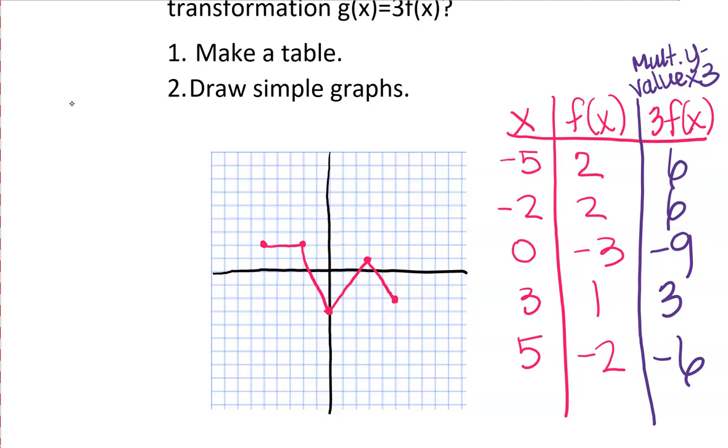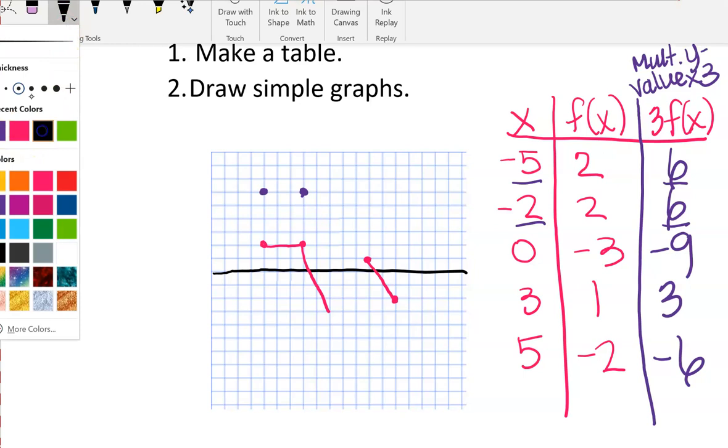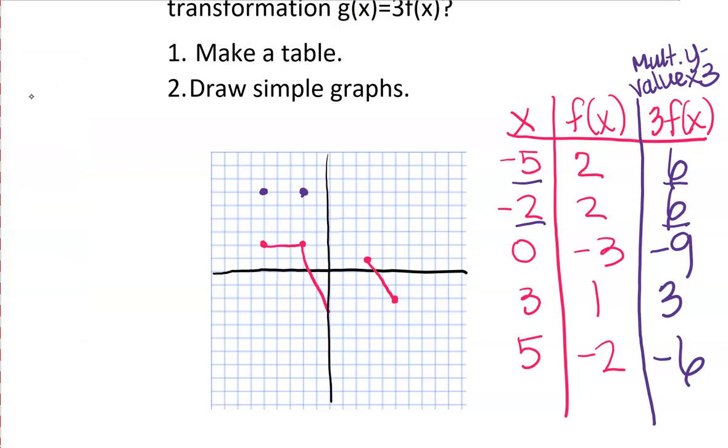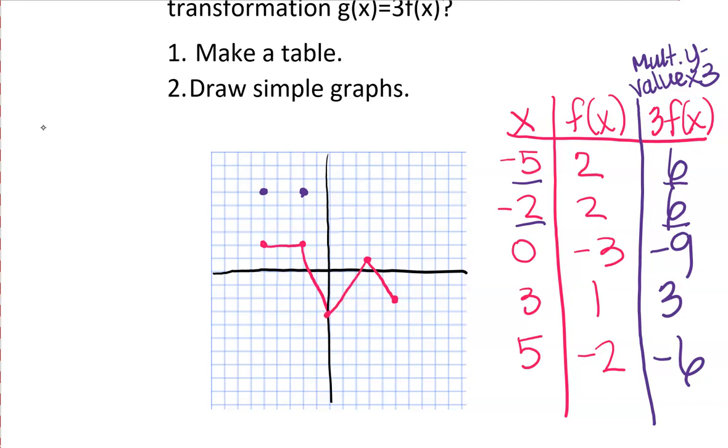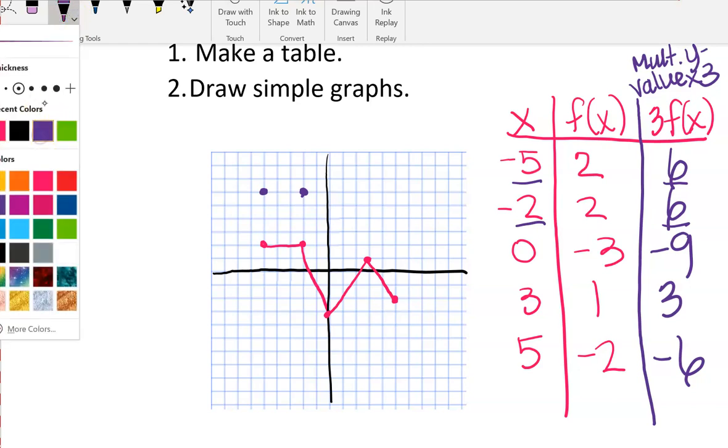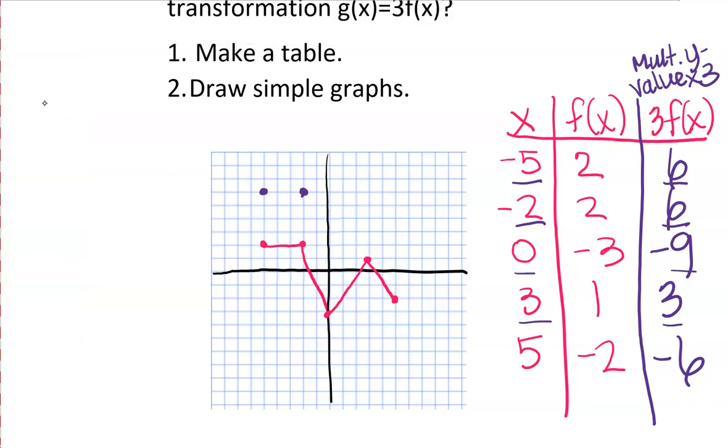So if we graph these, negative 5, 6, sorry. We have to graph this one together, and so on. So negative 5, 6. Negative 2, 6. 0, negative 9, sorry. Ugh. Sorry about that. I erased the... I think it was there. Okay, so I think we're back to where we were. Okay, so I go down to negative 9, 0, negative 9, 3, 3, 5, negative 6.